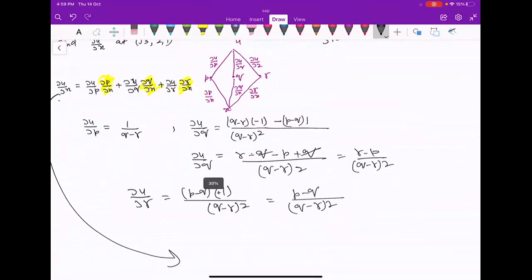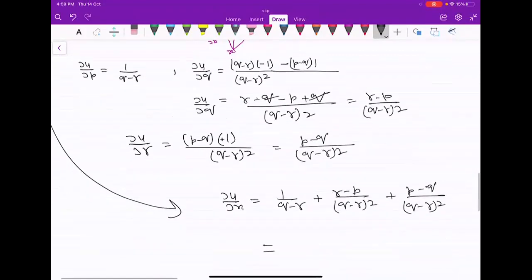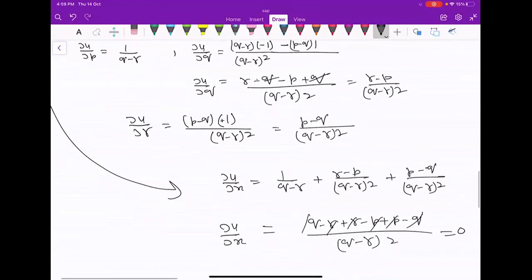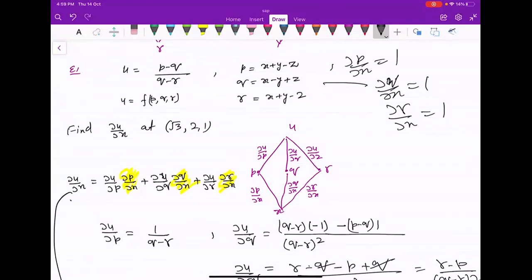So what are we getting? Del u over del x equal to del u over del p upon q minus r, r minus p upon q minus r whole square, plus p minus q upon q minus r whole square. It is LCM q minus r whole square. It should be 0. Cancel, so del u over del x without putting points, we are getting value as 0. Okay? It's a simple question. If you have any doubt, you can ask.